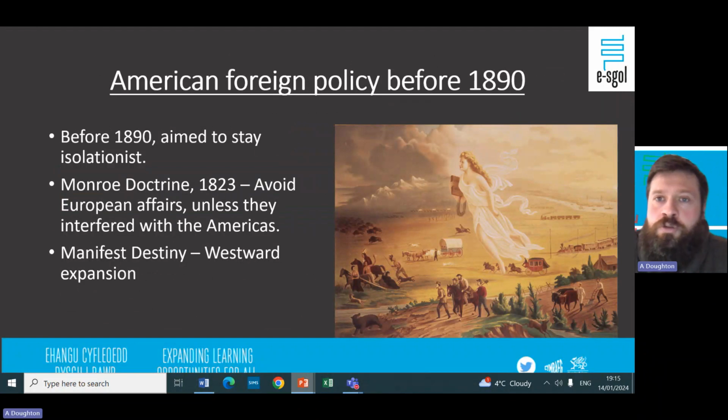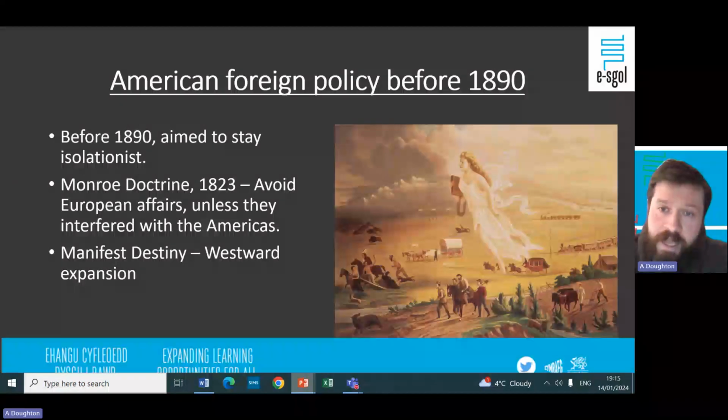Now, before I go on to American imperialism in the 1890s, I'm just going to cover a bit of background knowledge. Before 1890, on the whole, America aimed to stay isolationist. They're very inward looking.